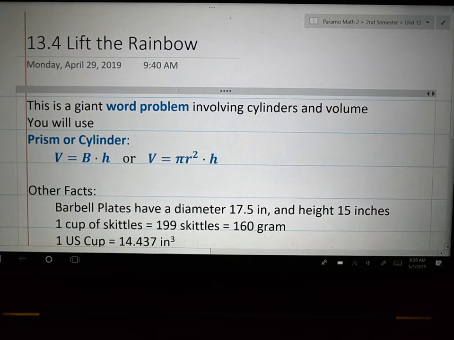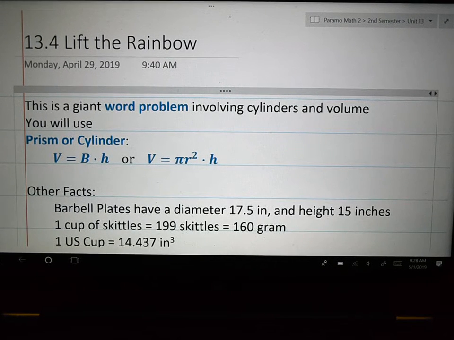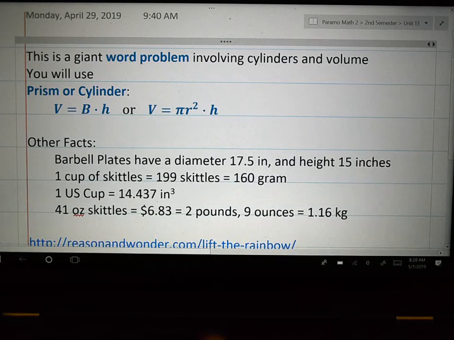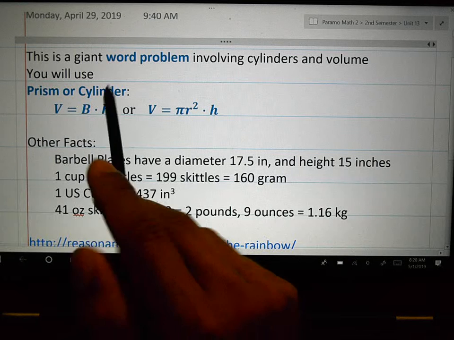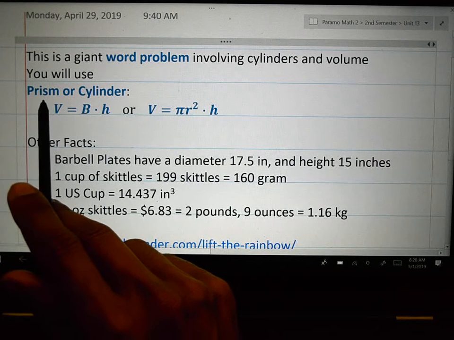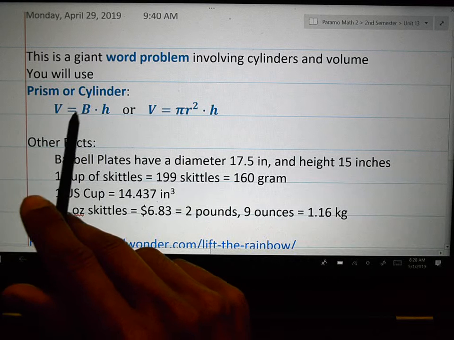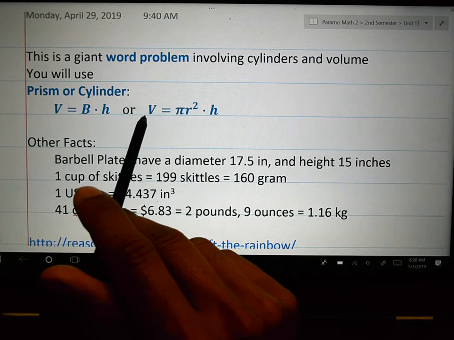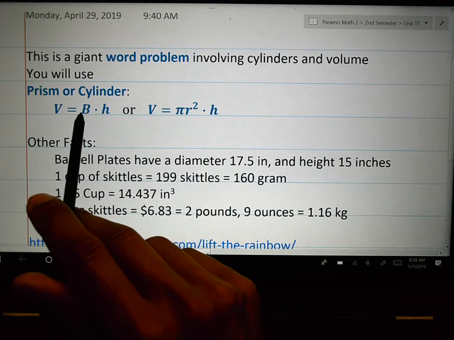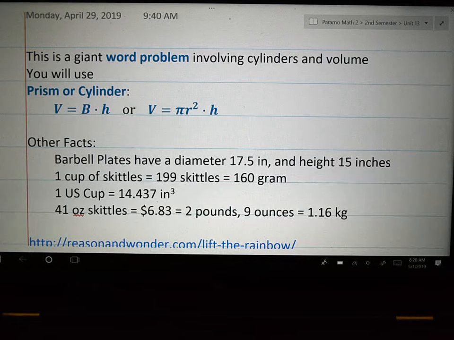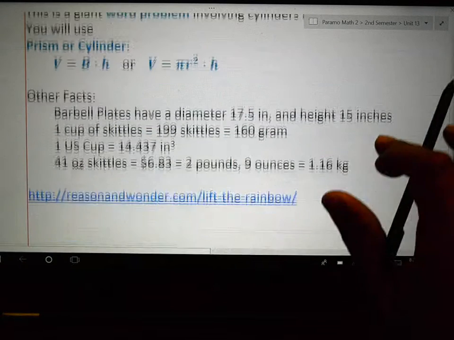In 13.4, this is a gigantic word problem involving cylinders and volume. In a previous section, we talked about how to find the volume of cylinders or prisms using big B times H. You are going to be using that, and sometimes you have to switch the big B, since it's a cylinder, to pi r squared times H. So these are the two formulas you're going to use as you're doing some of the problems.